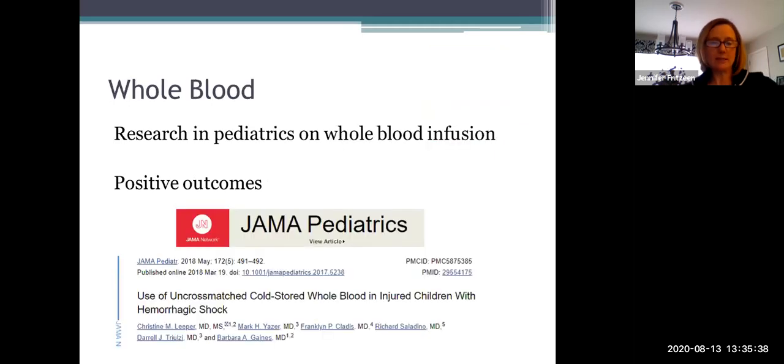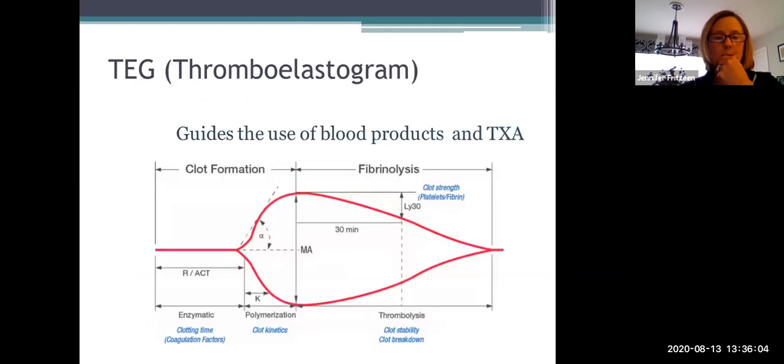Now, there are some places that do use whole blood. Friends of mine in Pittsburgh have been doing whole blood transfusions on their trauma patients now for a couple years. And they've had really positive outcomes, and they've been published, and you can see their publication here in JAMA Pediatrics. And I believe they're up to giving 3 units of blood before they go to component therapy. And part of having to have a max is because of the potassium problems that you can see.